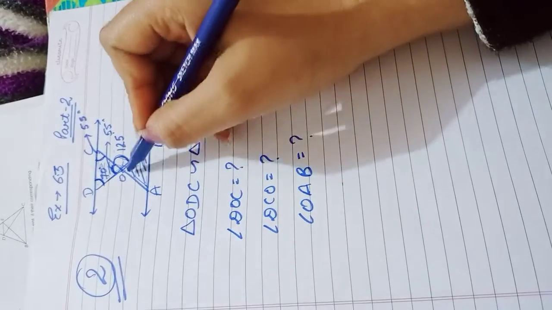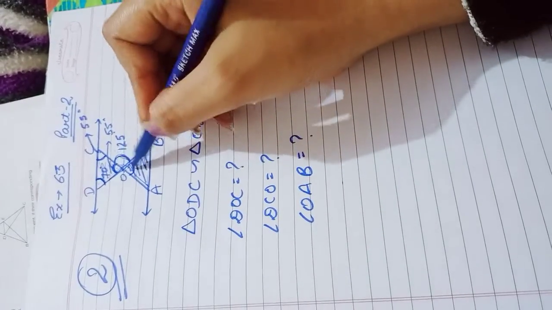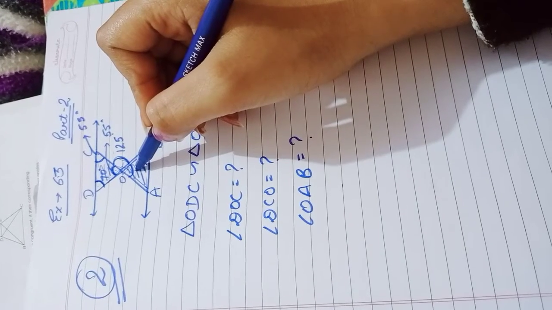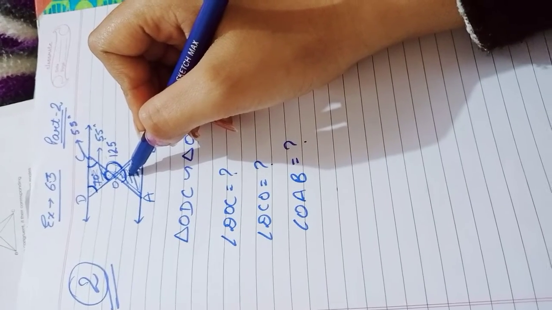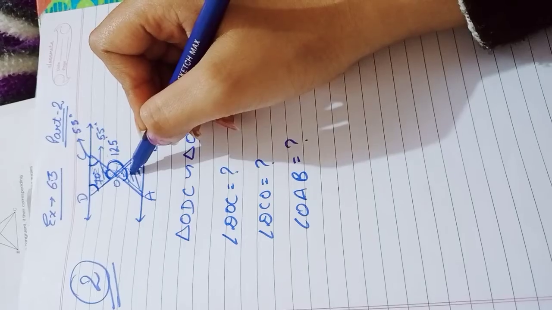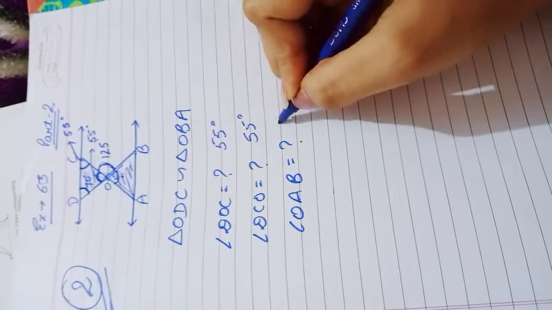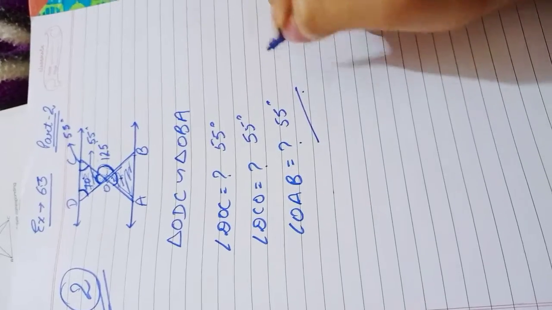Now OAB would be 55 only, by vertically opposite angles. If this is also 55, by using vertically opposite angles, you can say that all the three angles are 55 degrees. That's it.